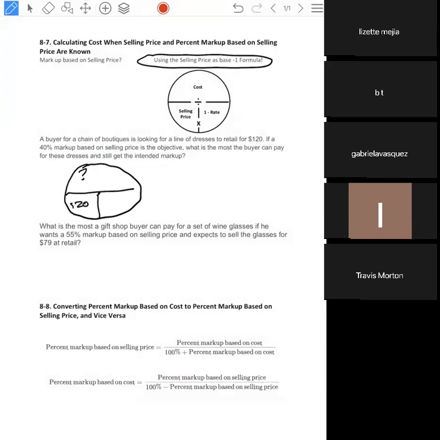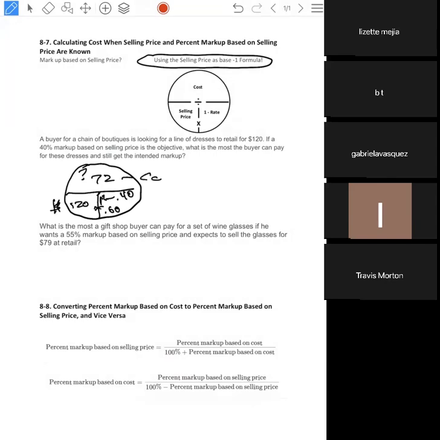The retail amount is 120. If a 40% markup based on selling price is the objective, so 1 minus 0.40, that would be 0.60. They want to know what the cost is. $72. So $72 is the cost for a 40% markup on selling price from the $120 retail selling price. So that would be your answer.